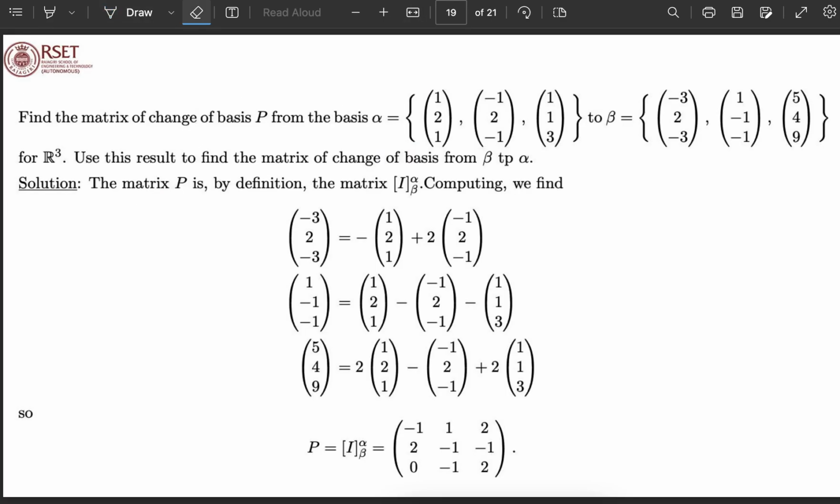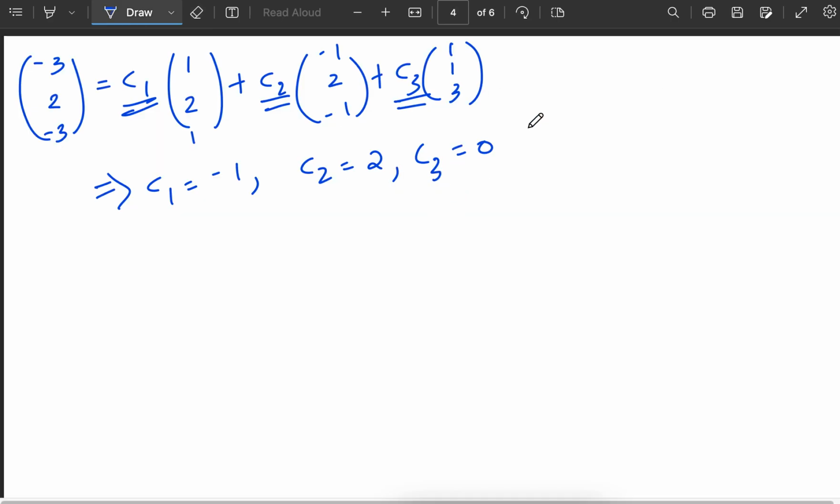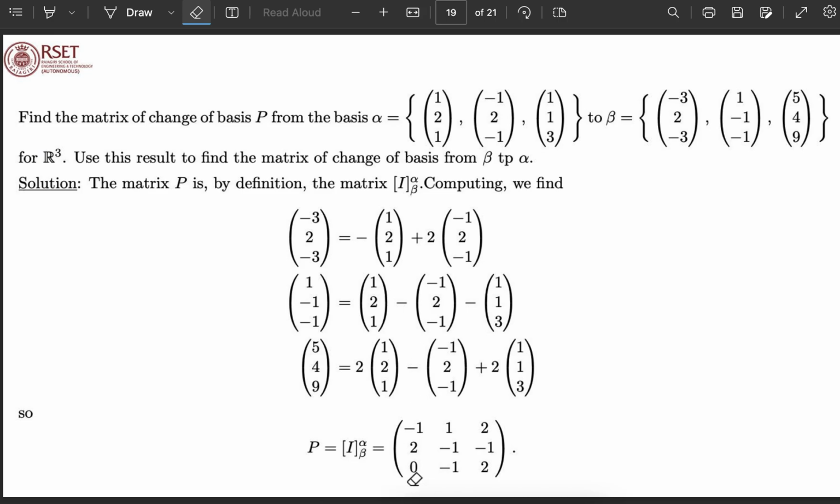That's written here. This (-3, 2, -3), we can write like that as the linear combination of these three vectors. Now to construct P, we will write these coefficients as the first column of that matrix. That is, here it is -1, so we will write -1 here. Here it is 2, so 2. Then the next term, C3, is 0. So the last entry of the first column is 0.